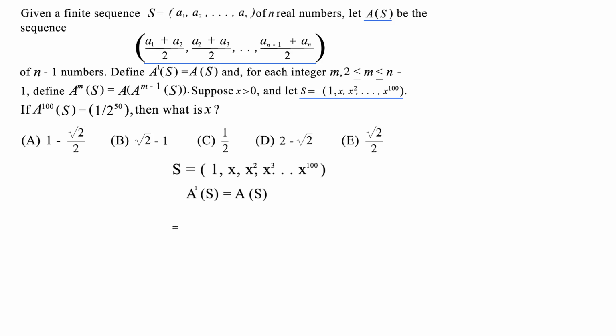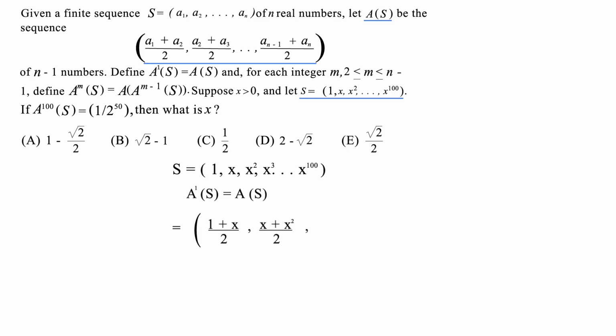Don't be intimidated. Don't give up and just go to the next question. Work with this. I encourage you. So, how do you get it? It's the first term plus the second term divided by 2. So, 1 plus x over 2. Okay. Next, we get to A2 plus A3 divided by 2. So, the second term plus the third term divided by 2 would be x plus x squared over 2.